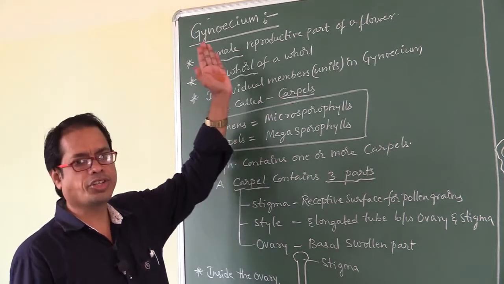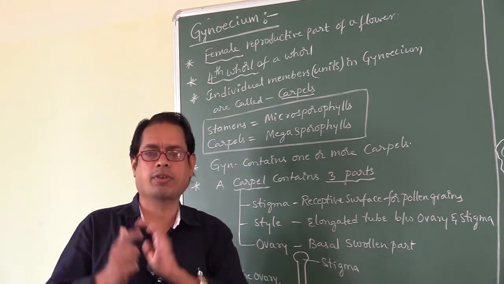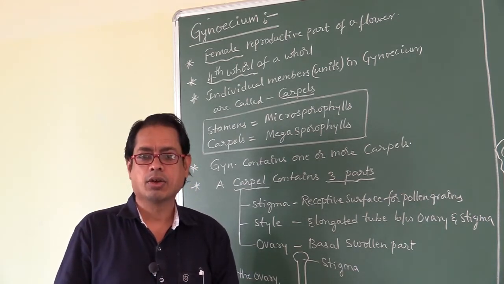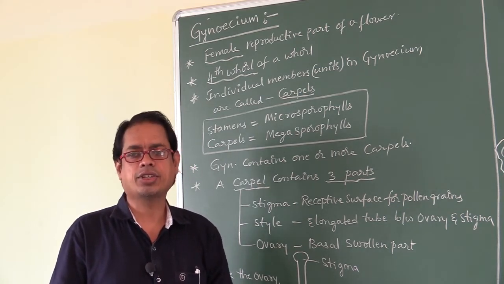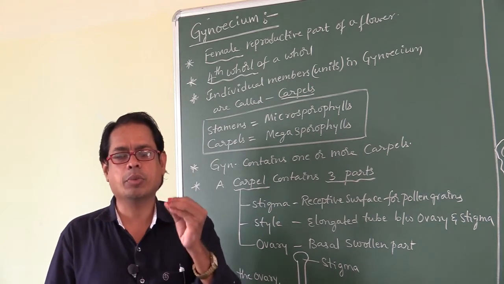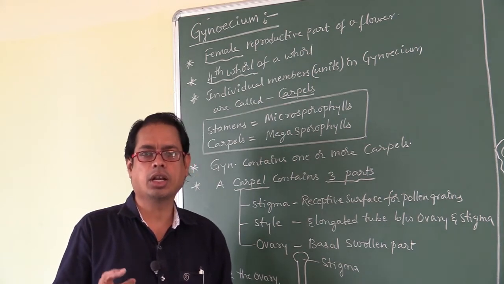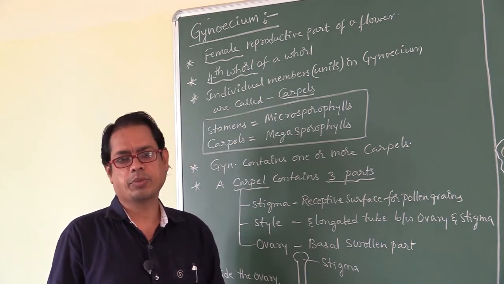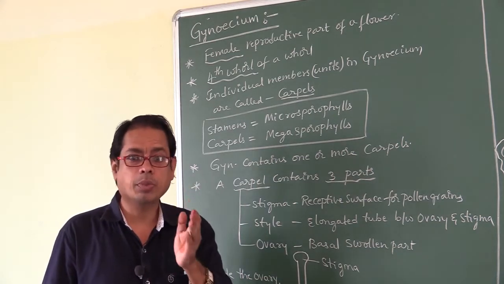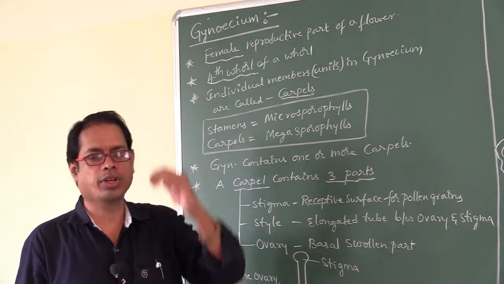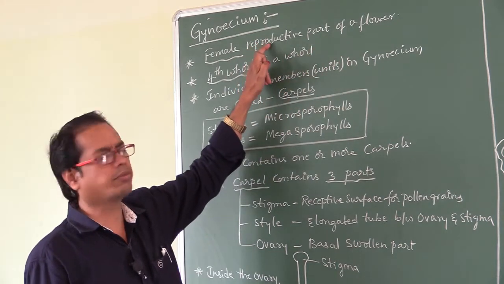Right, gynoecium. This gynoecium will be considered as the female reproductive part of a flower. It is present as the fourth whorl of a flower or the second whorl of essential organs. The individual members in gynoecium are called carpels. These carpels are also called megasporophylls. That means stamens are also called microsporophylls. Carpels are also called megasporophylls. So, the female reproductive part of a flower is called gynoecium.